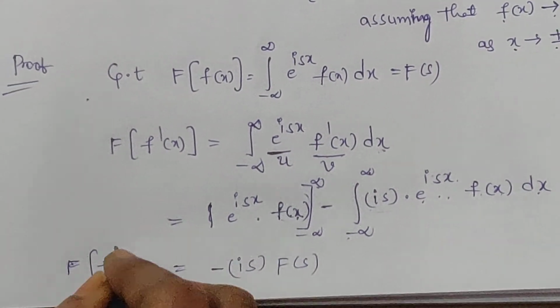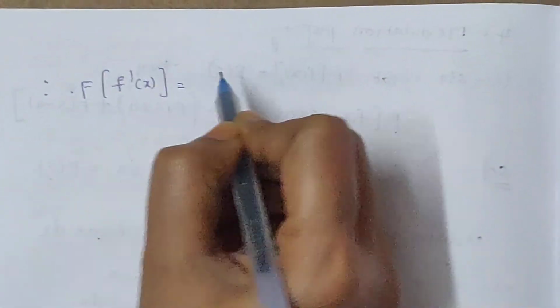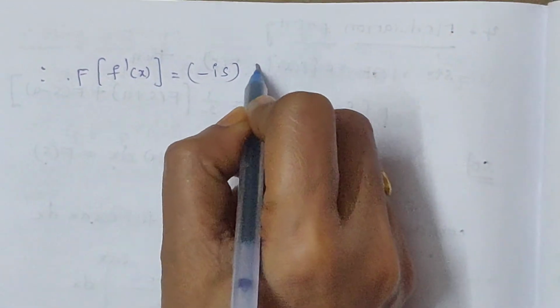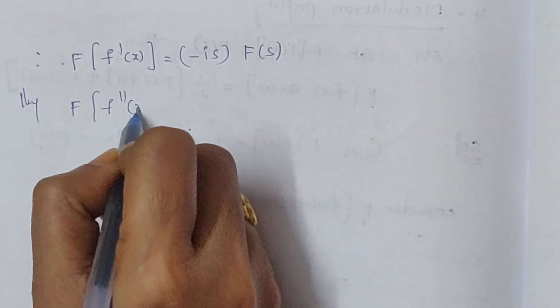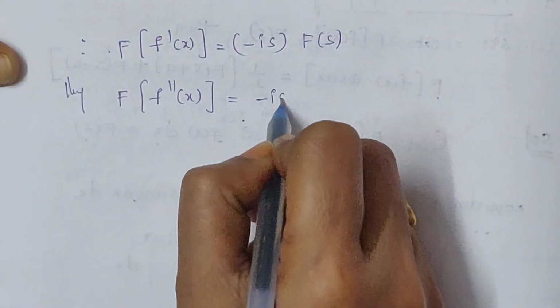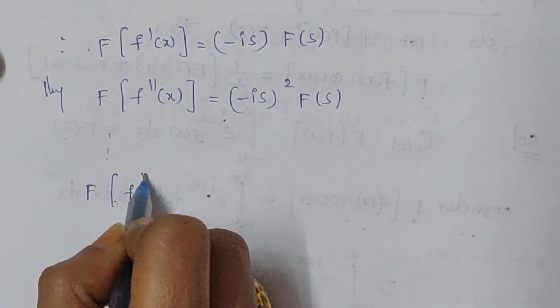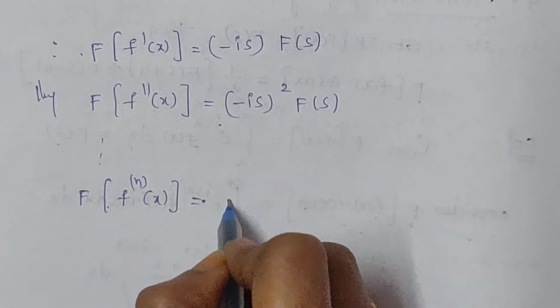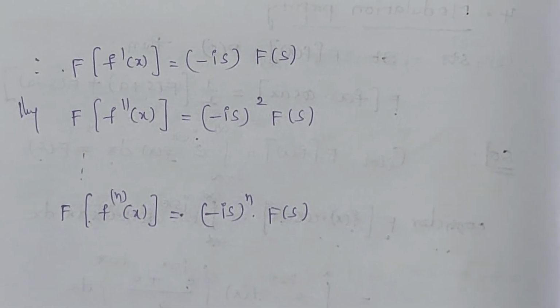Therefore, capital F of f dash of x equals minus is f of s. So again, I am writing the derivative properties: Fourier transform of f dash of x equals minus is capital F of s. Similarly, we will get Fourier transform of f double dash of x equals minus is whole square F of s. In general, Fourier transform of nth order derivative of x equals minus is whole power n capital F of s. This is the derivative property.